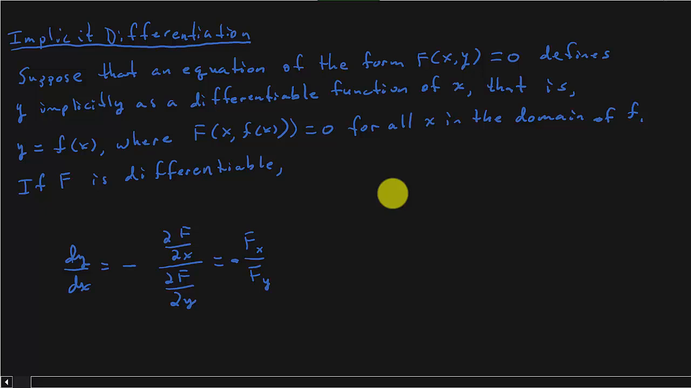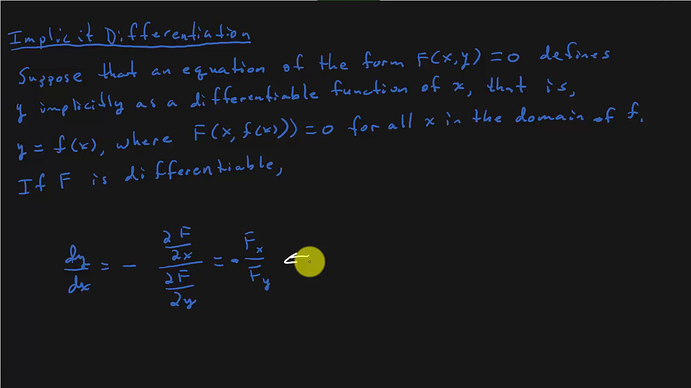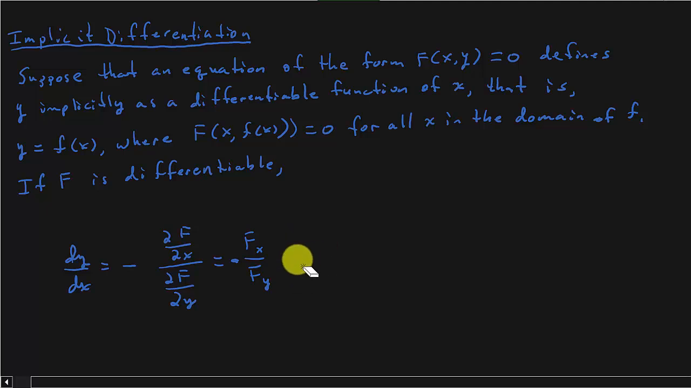Let's look at implicit differentiation. Suppose that an equation of the form F of x, y equals 0 defines y implicitly as a differentiable function of x. That is, y equals f of x, where F of x, f of x equals 0 for all x in the domain of f. If capital F is differentiable, then dy dx is equal to the negative partial of capital F with respect to x over the partial of capital F with respect to y. All right. So what is this? This is implicit differentiation.